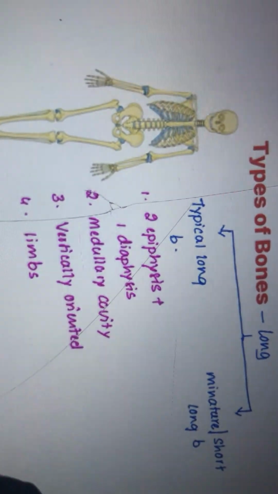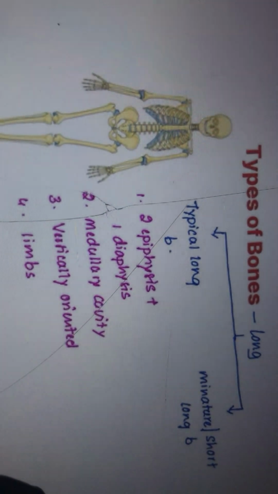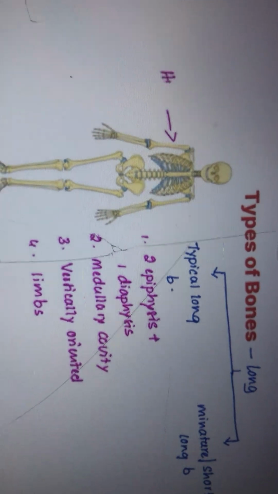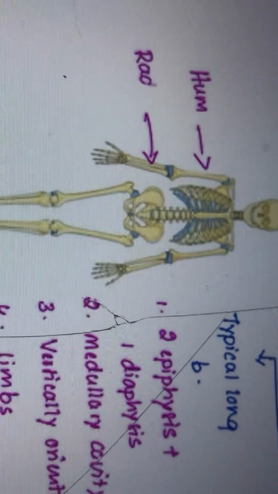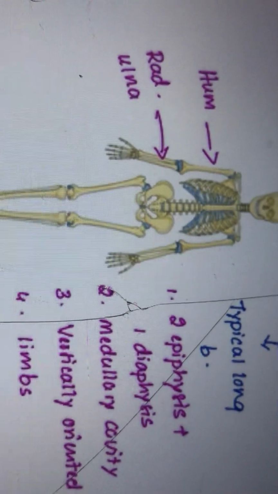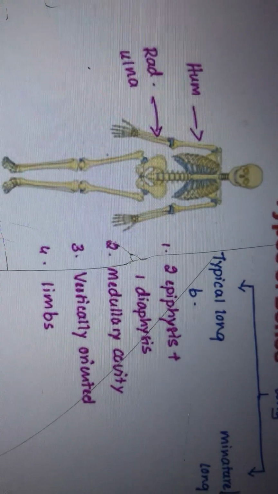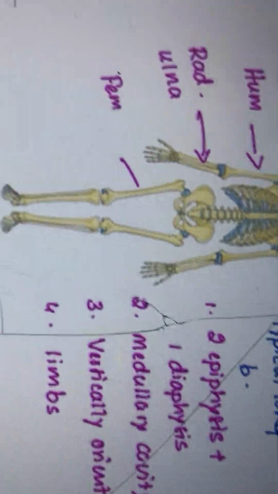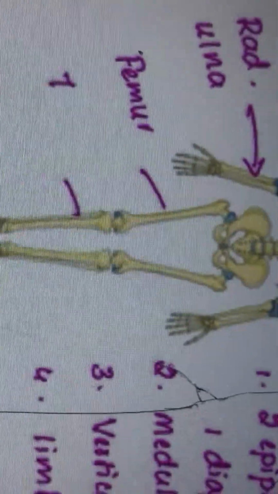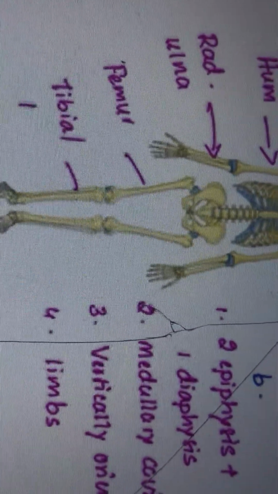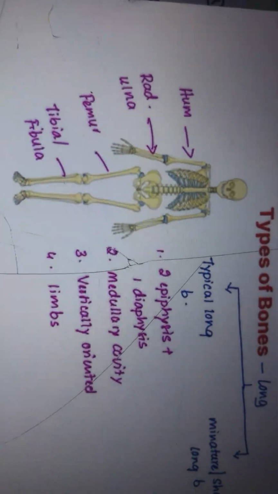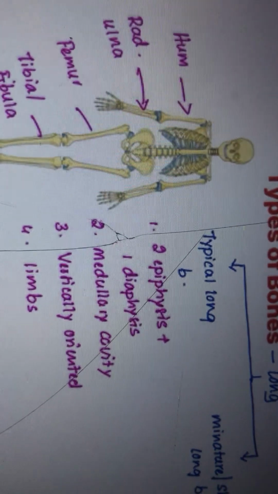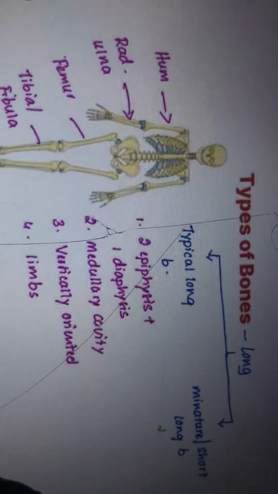What are the examples for typical long bones? As I said, the typical long bones include the humerus, or we have the radius or the ulna in case of upper limb. In case of lower limb, what we have? We have the femur, then we have the tibia or fibula. All these are called typical long bones. What about the miniature long bones or short long bones? Now let's see about them.